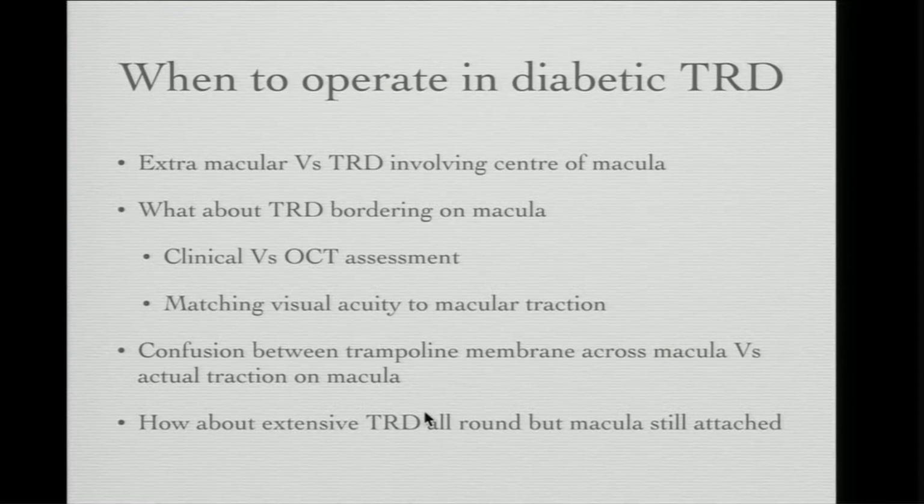How about extensive TRD all around the macula, but macula is still attached? These patients may deceptively have good visual acuity, but they have hardly any field of vision. And functionally, they are really not good at all. So you may be having 6/12 or better vision, but all around the fovea the retina is detached. There may be indications for surgery despite visual acuity. So visual acuity is not the sole criteria for deciding when to operate.